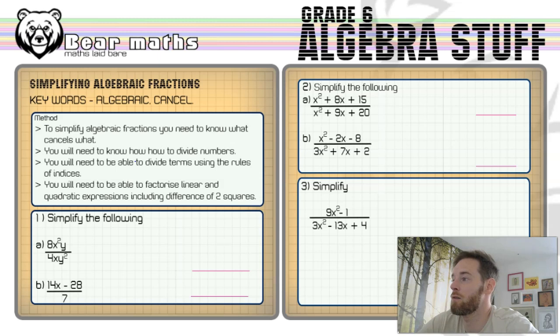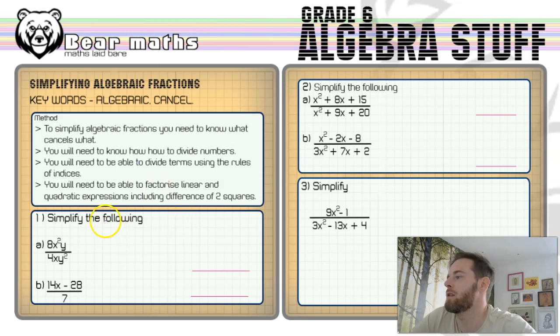You'll need to know how to divide numbers. You'll need to know how to divide terms using the rules of indices, and you can watch a video on that if you need to. And you'll need to be able to factorize linear and quadratic expressions, including the difference of two squares, and even the harder factorizing of quadratic expressions, which actually is a grade higher than this one, technically.